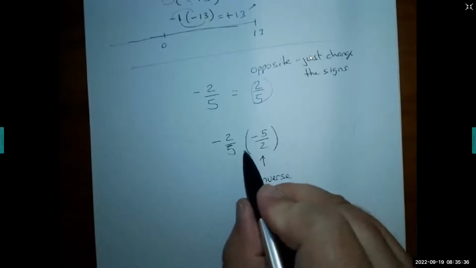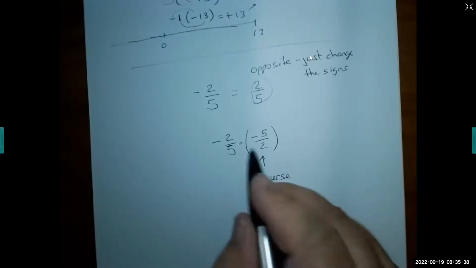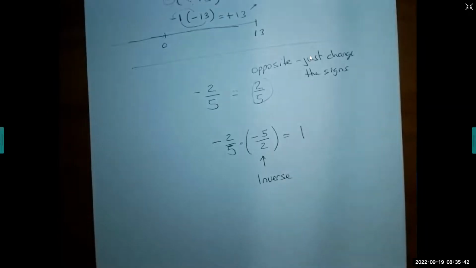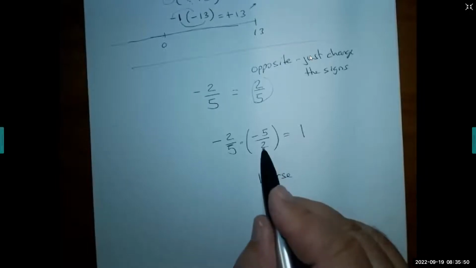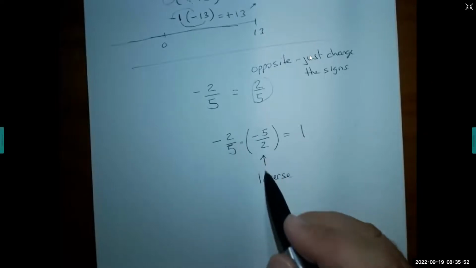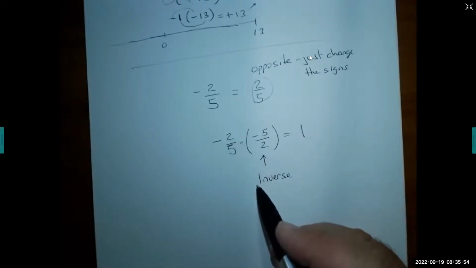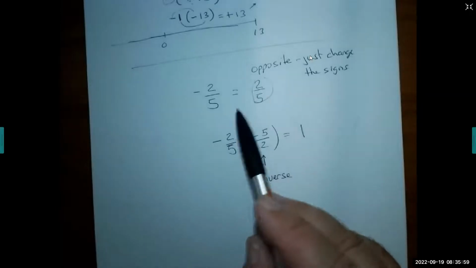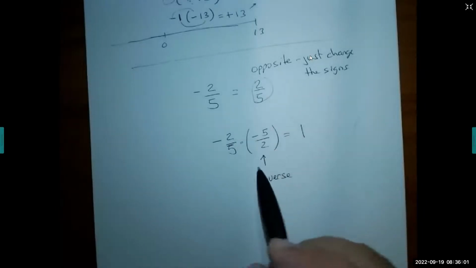Now with this one, if I'm multiplying two numbers and I multiply by the inverse, what's going to happen is I'm going to end up with 1. If I flip a fraction, that's giving me the inverse. And that's not what I'm asking for. If I ask for the opposite, all I want is a change of signs.